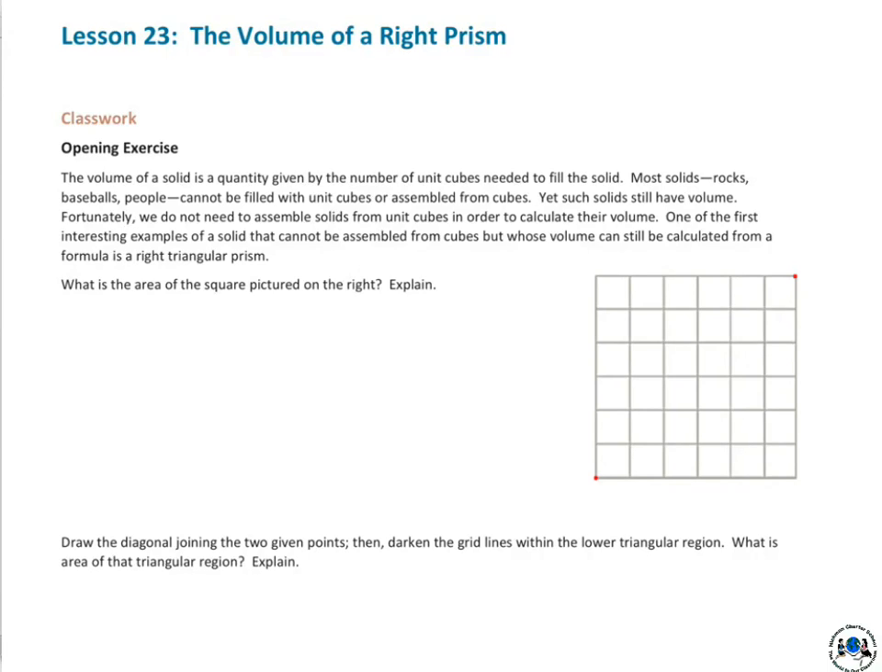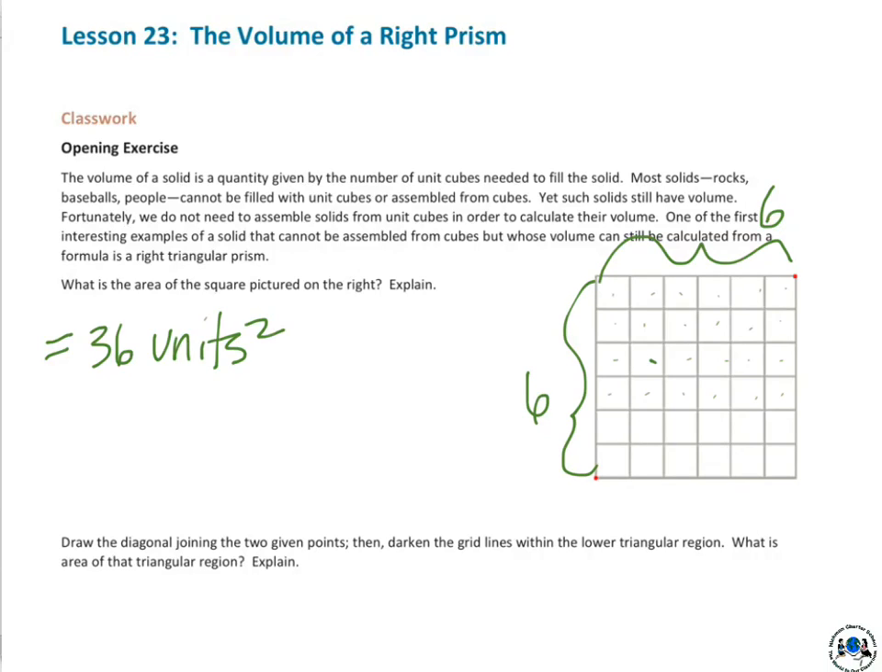So, first question, what is the area of the square pictured on the right? We're going to start from area, and we see it happening. Area we calculate by base times height, which in this case is 6 times 6, which is 36 square units. They are square units because each one of those is 1 unit by 1 unit. So there are 36 of those in that picture.